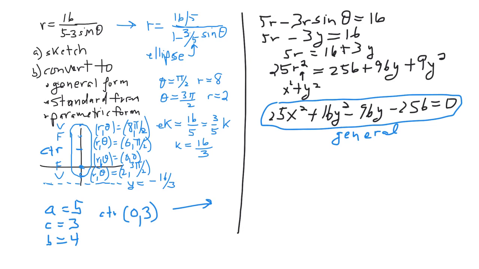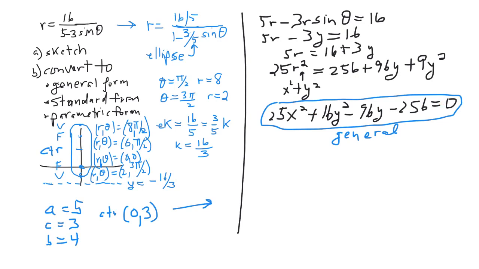To convert to general form, I took my original equation right here, and I cross-multiplied, and so I got 5r minus 3r sine theta equals 16. I remember that r sine theta is equal to y. And I move this term over to the other side, and then I square both sides. The reason I want to square both sides is I want this to be r squared, which is equal to x squared plus y squared. I have to FOIL over here. Then I can bring everything over to one side equal to 0. That's what's called general form. No parentheses, and I just have a string of terms, and that's my general form.